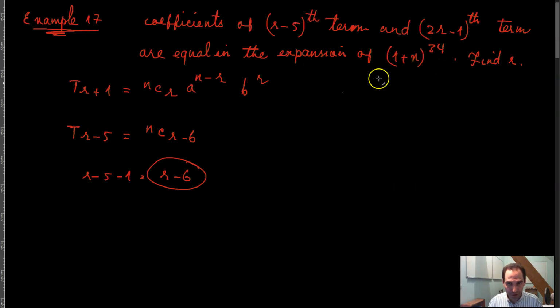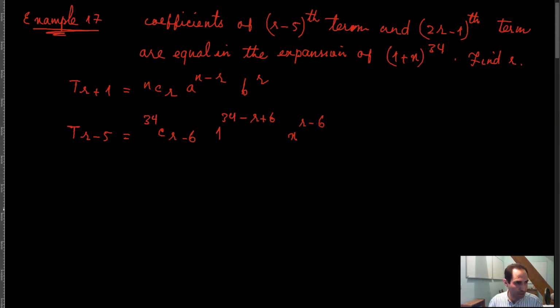And in this expansion, n is equal to 34, and a is 1, so 1 raised to the power 34 minus r plus 6, and b would be x raised to the power r minus 6. That is the same thing as 34 combination r minus 6, times 1, times x raised to the power r minus 6. This is T of r minus 5.